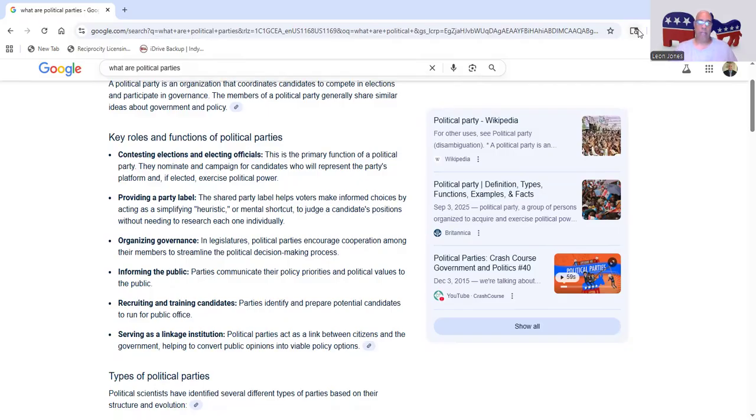Recruiting and training candidates. Parties identify and prepare potential political candidates to run for public office. Also serving as a linkage institution, political parties act as a link between citizens and the government by helping to convert public opinions into viable options.